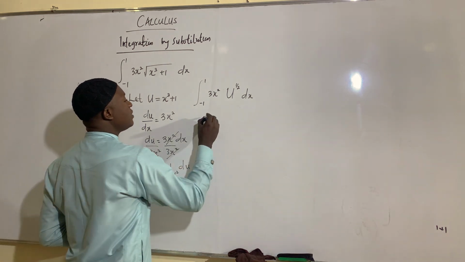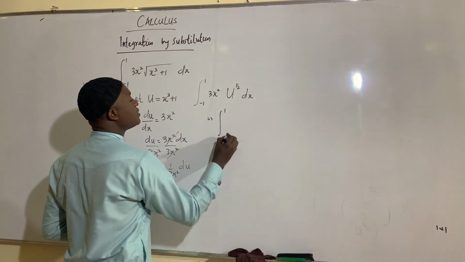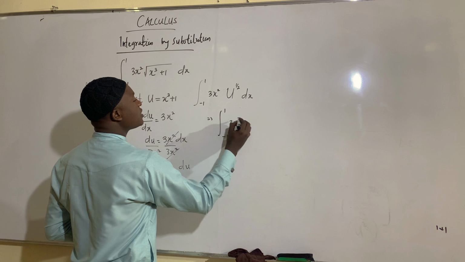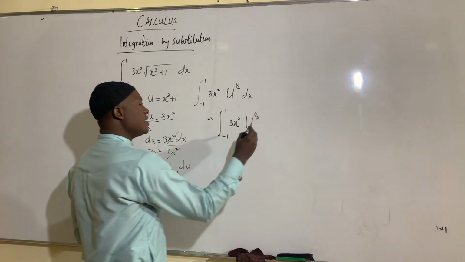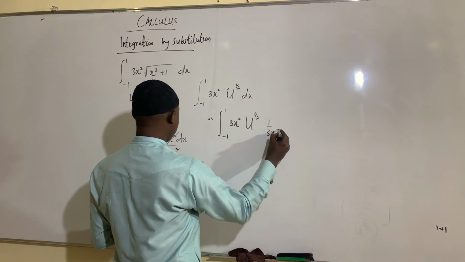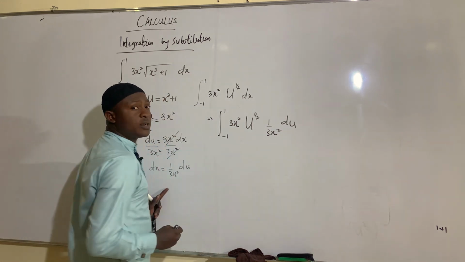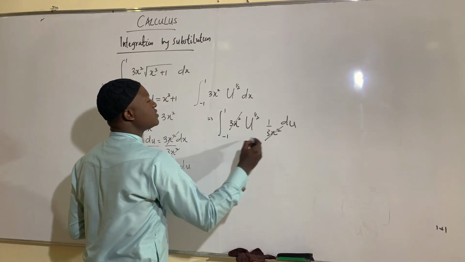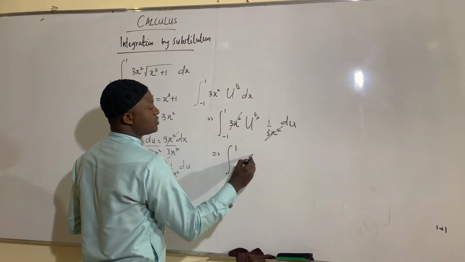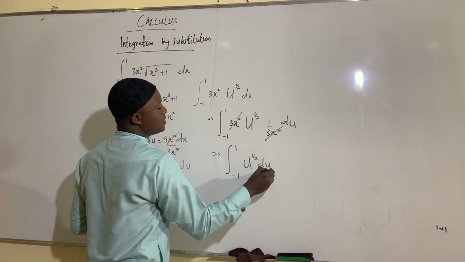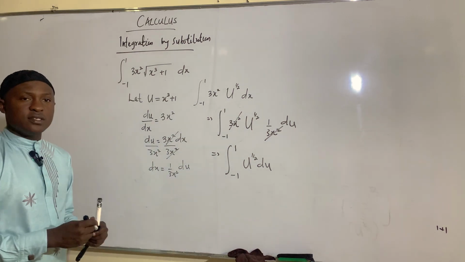Now after doing that, you substitute back into that equation. So here we have the integral of 3x squared u raised to the power of half, and dx is 1 over 3x squared du. Can you see that? Then the 3x squared cancels the 3x squared. So what we have left now is the integral of u raised to the power of half du. So I can easily integrate this.